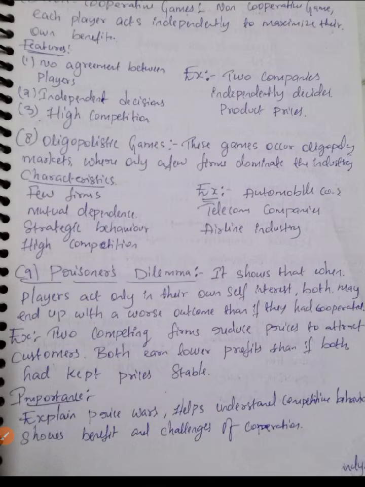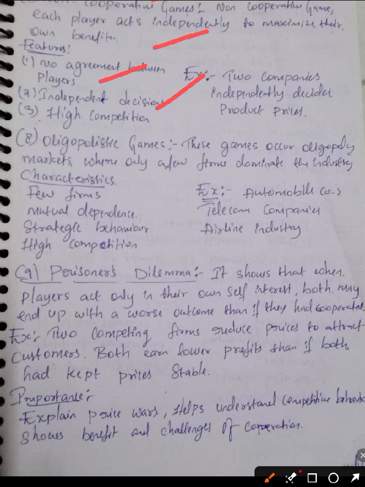Now, non-cooperative games. In a non-cooperative game, each player acts independently to maximize their own benefit. Features: no agreement between the players, independent decisions, and high competition. Example: two companies independently decide product prices.